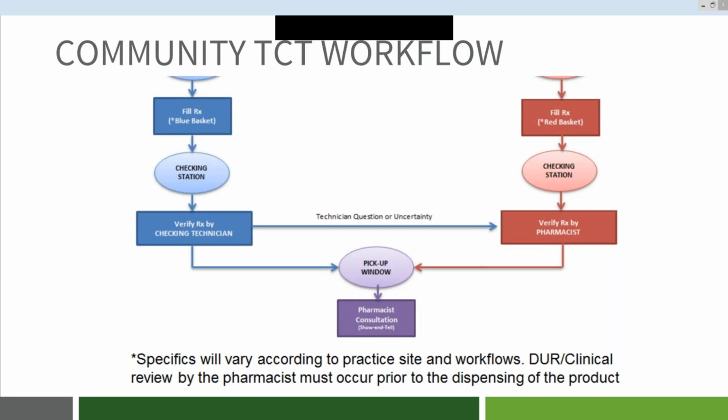Was the VPT uncertain of the accuracy of their prescription or have a question about the prescription? If so, the prescription should be placed in a red basket for the pharmacist to verify. If the VPT finds the prescription to be accurate, the prescription can be sent to the pickup window. You can see the two workflows merge at the pickup window. As required by law, the pharmacist must still provide patient counseling to each patient through methods like show and tell.